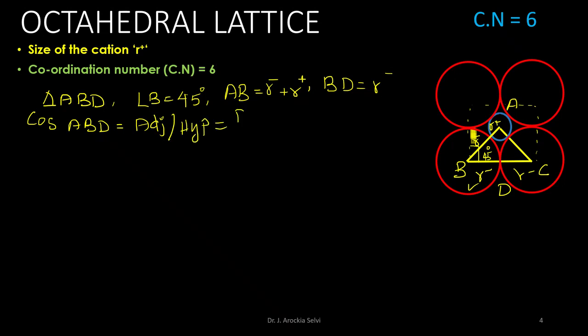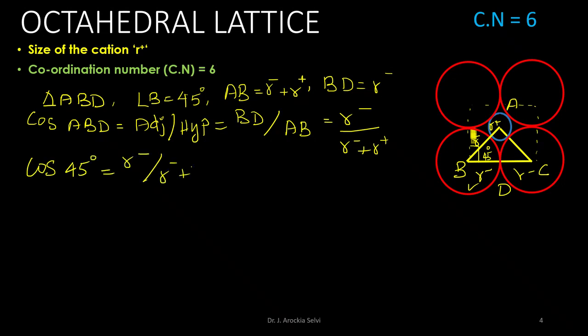So adjacent is BD divided by hypotenuse AB. What is BD? R minus. What is the hypotenuse? R minus plus R plus. Then cos angle B in ABD is cos 45 degree, and that should be equal to R minus divided by R minus plus R plus. What is cos 45? 0.7071.